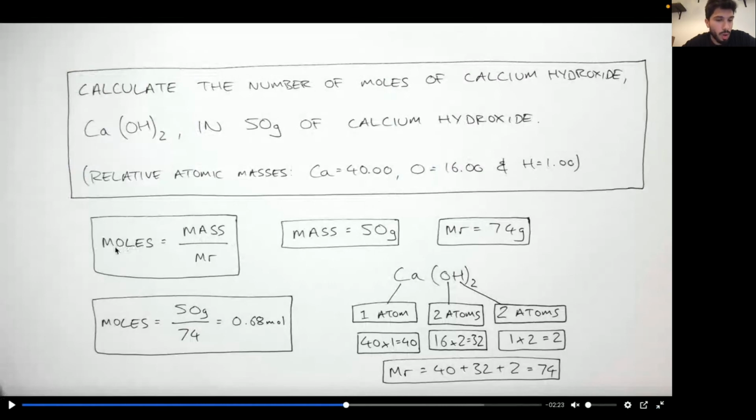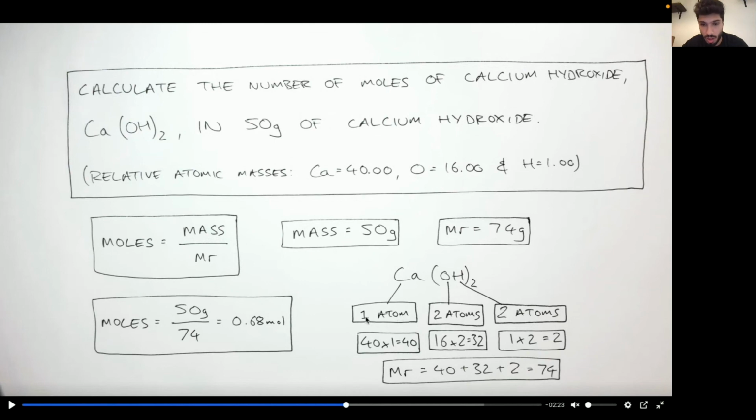So look, number 1, we write down the equation. Moles equals mass divided by Mr. The mass in the question is 50 grams of calcium hydroxide. Now, there's a mistake there in that video. Do not write Mr equals 74 grams. Mr does not have grams. Never, never, never. That was a mistake when I was mass producing videos. So the Mr equals 74, not 74 grams. I'm saying that right now. The Mr is 74. How did we get that?